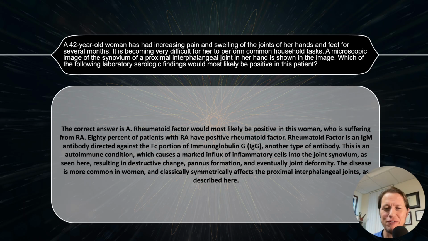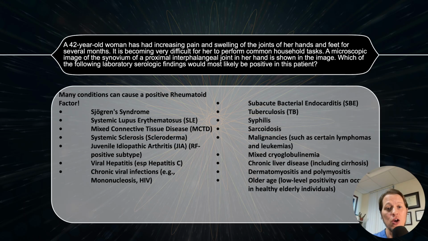It wasn't enough to know that it was rheumatoid arthritis. You had to know that rheumatoid factor is an IgM antibody directed against the Fc portion of a self-produced IgG antibody. That's what rheumatoid factor is. It's a really sneaky thing, rheumatoid factor. Look at this. How many conditions can all result in a positive rheumatoid factor, a false positive. So you've got to be careful with RF.